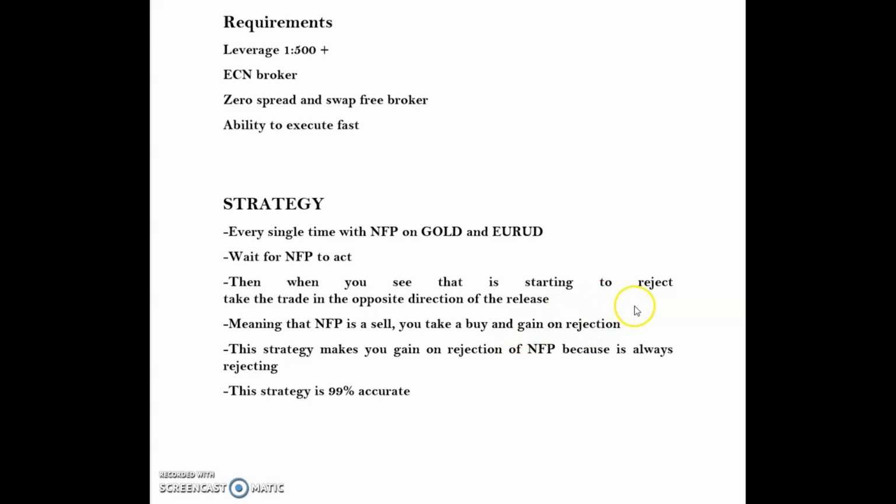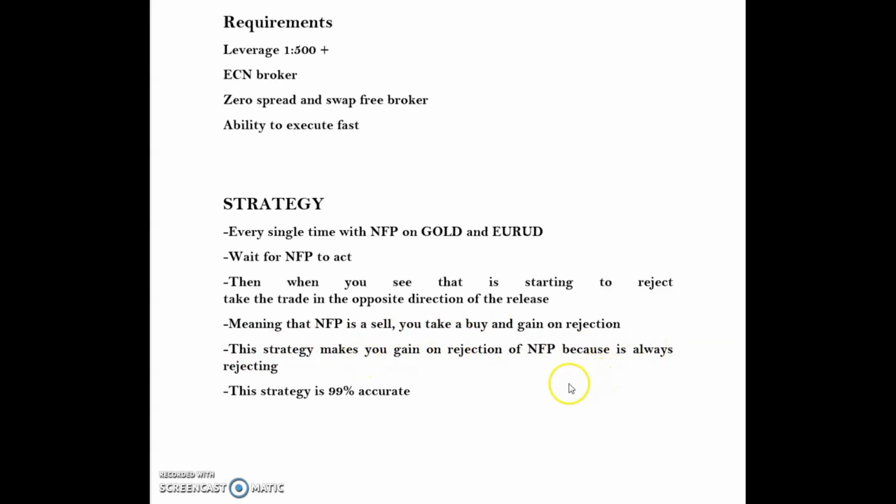So once the news is released and it's negative and the market is selling, the market is going to push, it's going to drop up to a certain point, and then you start to see wicks. I don't know if you're familiar with candlesticks, you know what a wick is, right? The moment you start to see the wicks, it means price is now correcting, NFP is over, people are moving on, right? The market has already responded, so you are now trading against the news. So this strategy makes you gain on the rejection of NFP because it's always rejecting.